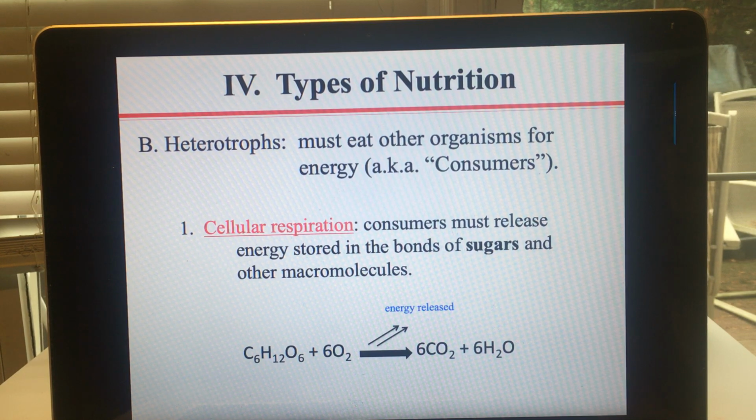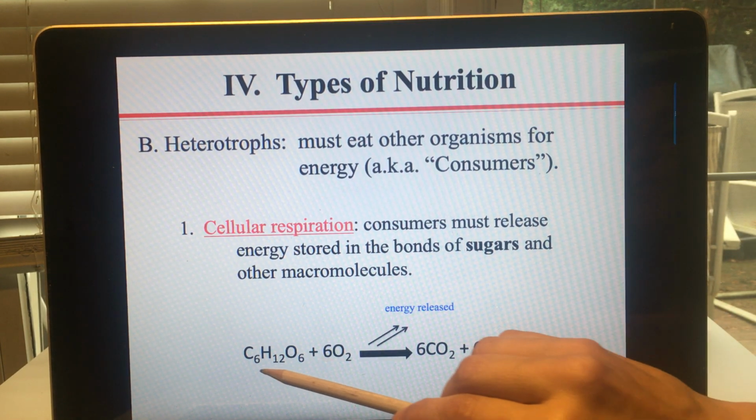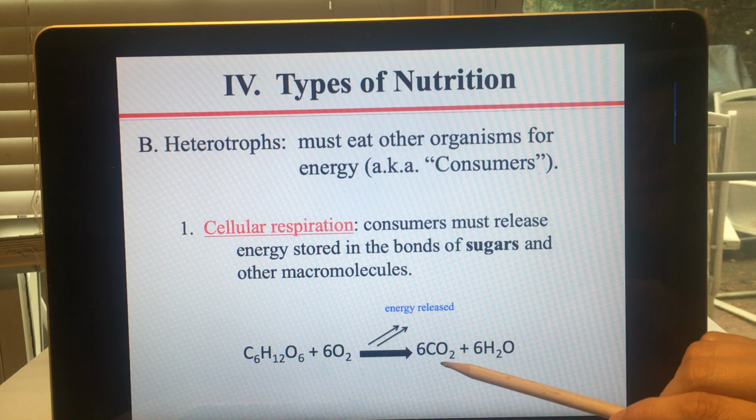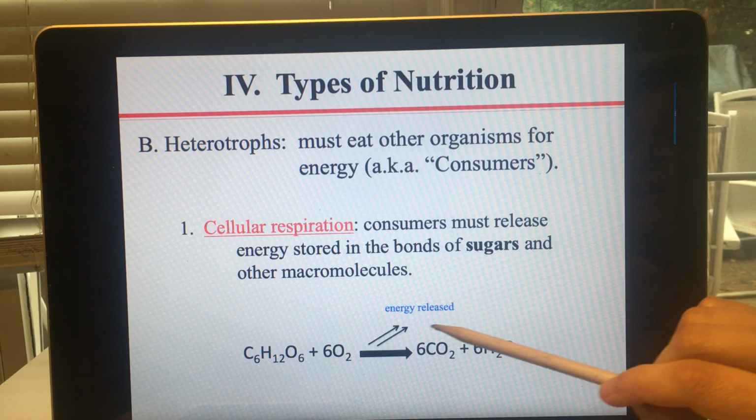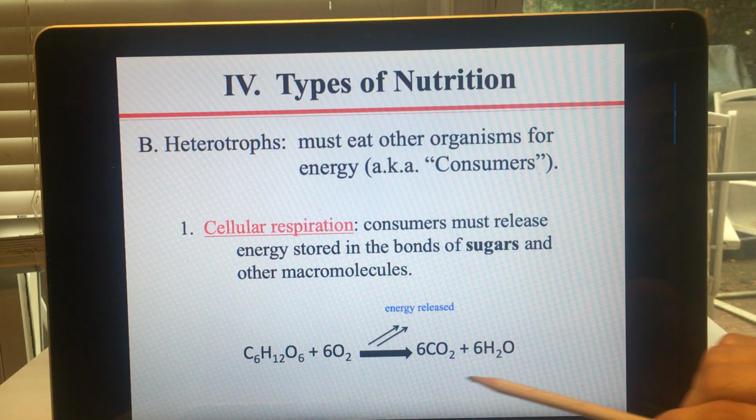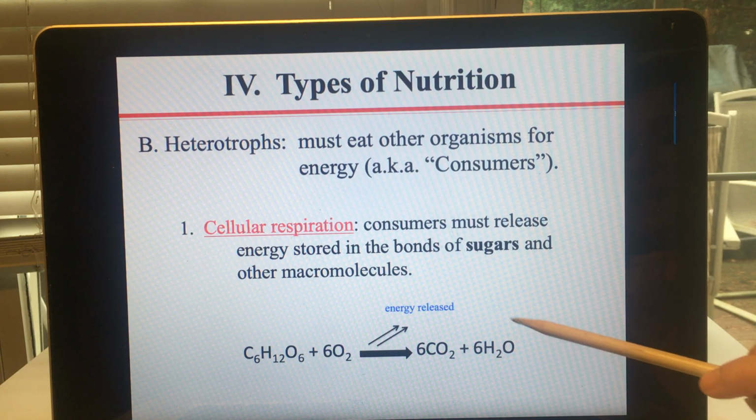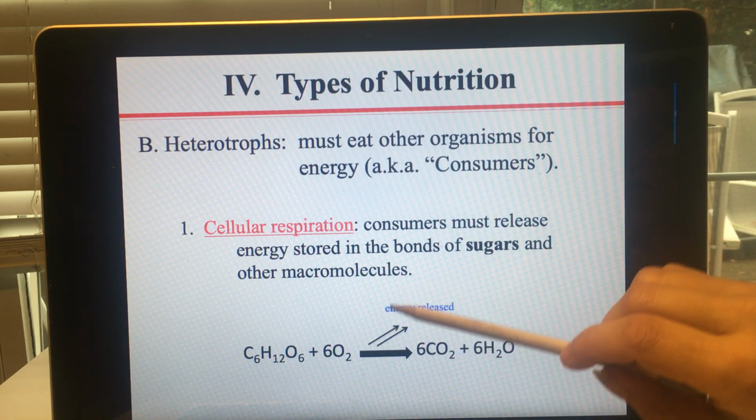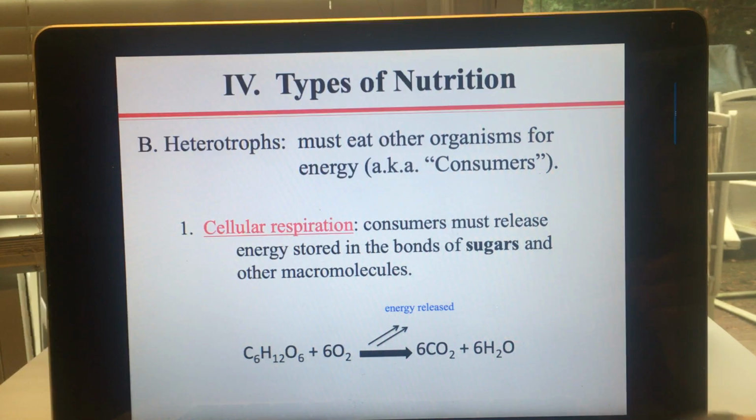So this is the formula. It may look familiar to you. It's very similar to the photosynthesis equation, only it's reversed. So we have 1 molecule of glucose plus 6 oxygen molecules, and energy is released to do work in a cell, and then we have 6 carbon dioxide and 6 water molecules. These are waste products. They're not what we're trying to get when cellular respiration occurs. The whole point of cellular respiration is to get the energy out of our food.